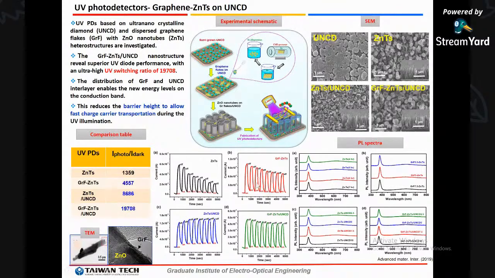So as you can see, the stability of the zinc oxide nanotube reduces when you increase the time. But when you have graphene, zinc oxide nanotube and UNCD, the stability is very good, right? Comparatively, if you notice this one and graphene ZNT, when we have a diamond, you can see very good stability. That's our goal, to increase the stability of the materials.